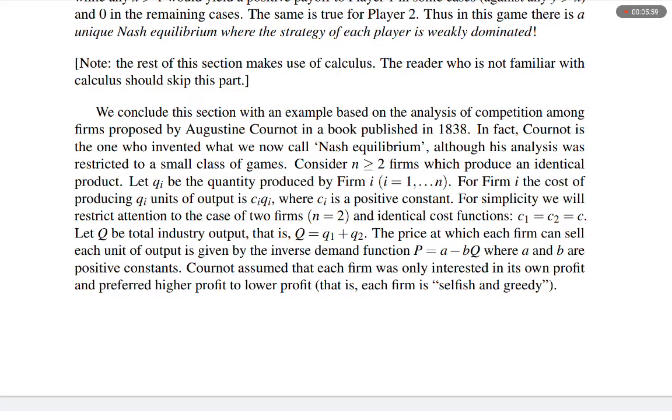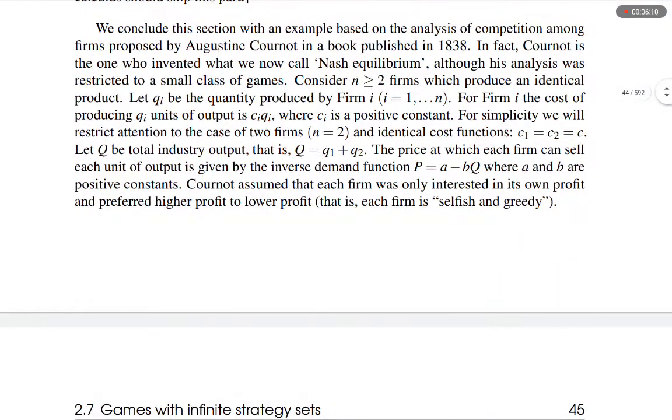Note, the rest of this section makes use of calculus. The reader who is not familiar with calculus should skip this part. We conclude this section with an example based on the analysis of competition among firms proposed by Augustin Cournot in a book published in 1838. In fact, Cournot is the one who invented what we now call Nash equilibrium, although his analysis was restricted to a small class of games.